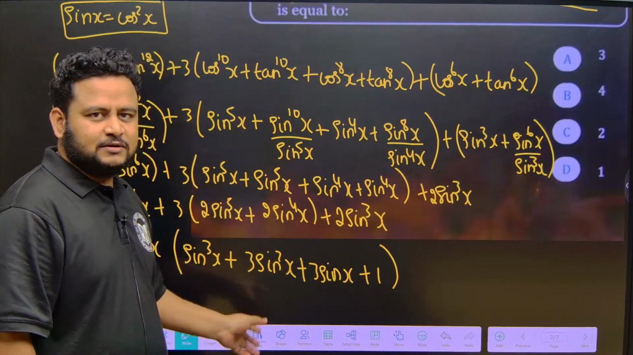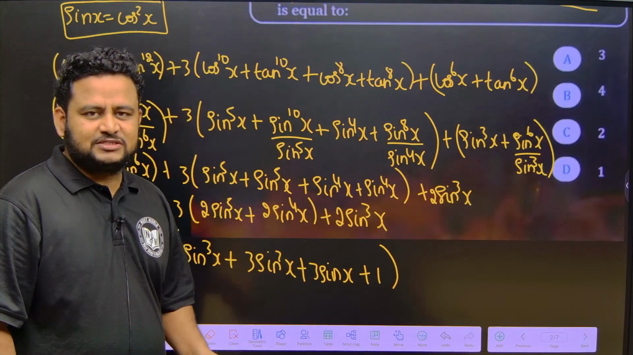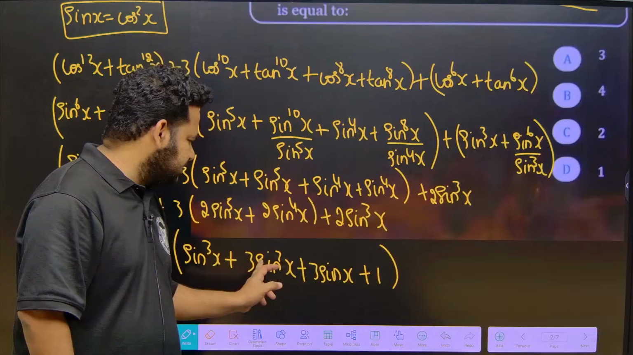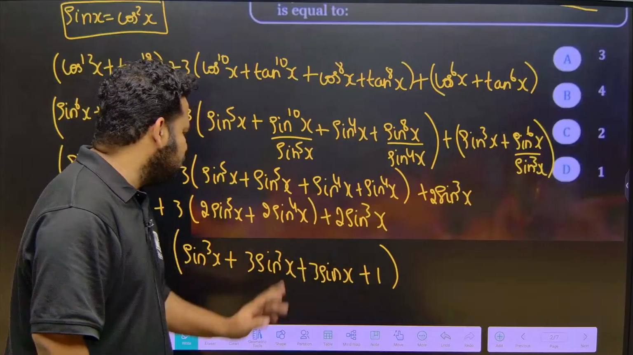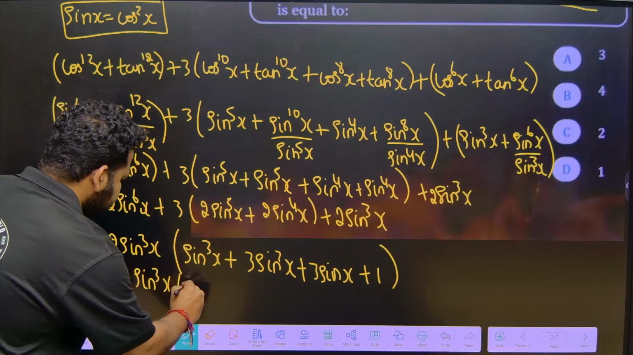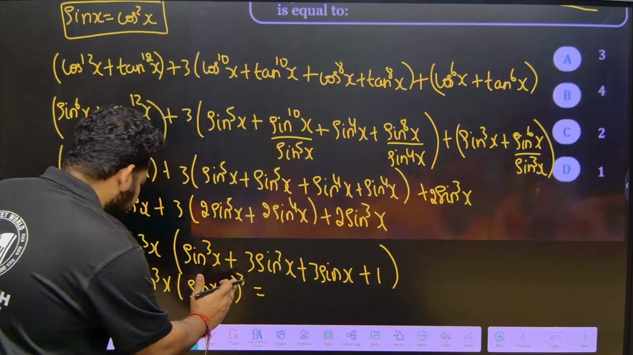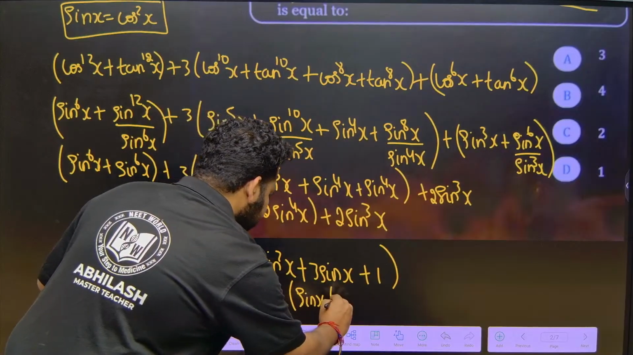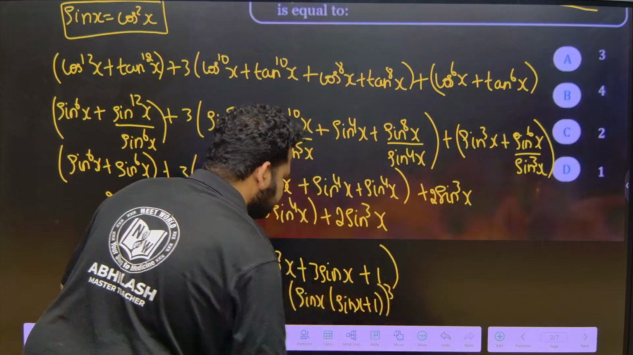This is nothing but a cube plus b cube plus 3a square b plus 3ab square plus 1 cube, that is sin cube x plus 3 sin square x into 1 plus 3 sin x into 1 square plus 1, which is a plus b whole cube, that is sin x plus 1 whole cube. So this will become 2 sin cube x into sin x plus 1 whole cube. Everything I will put under cube, 2 will be outside, this will become sin x into sin x plus 1, this entire thing under cube.